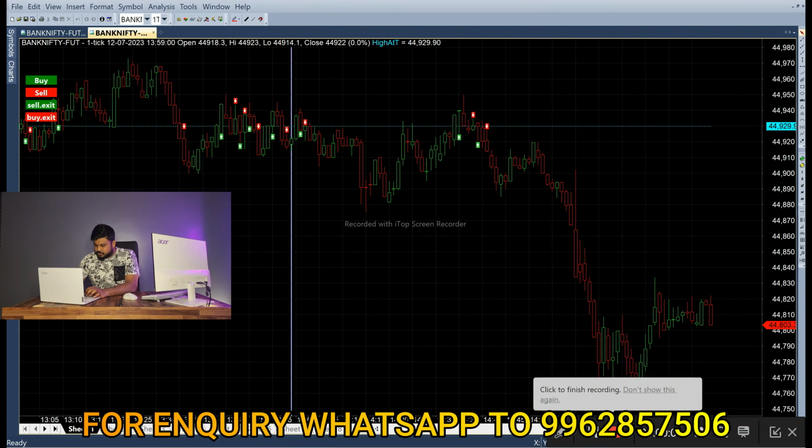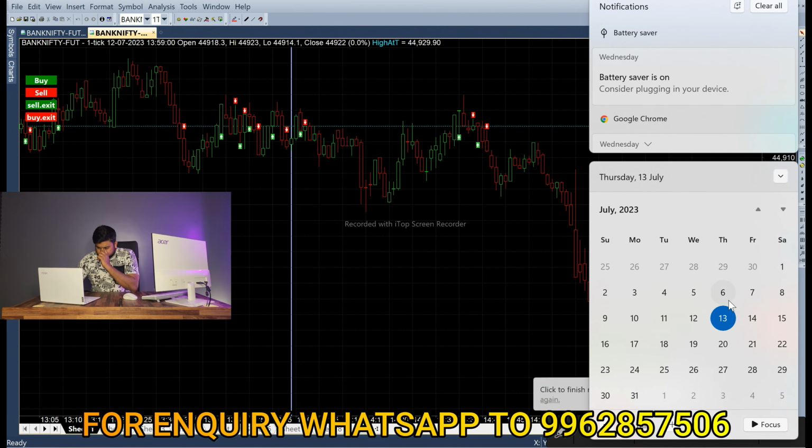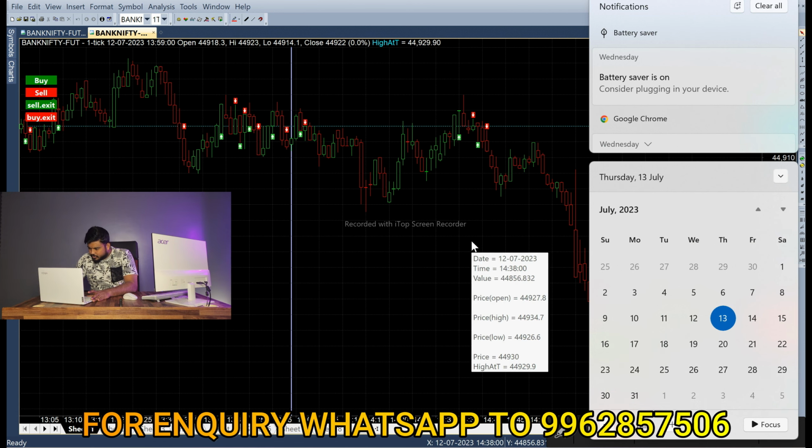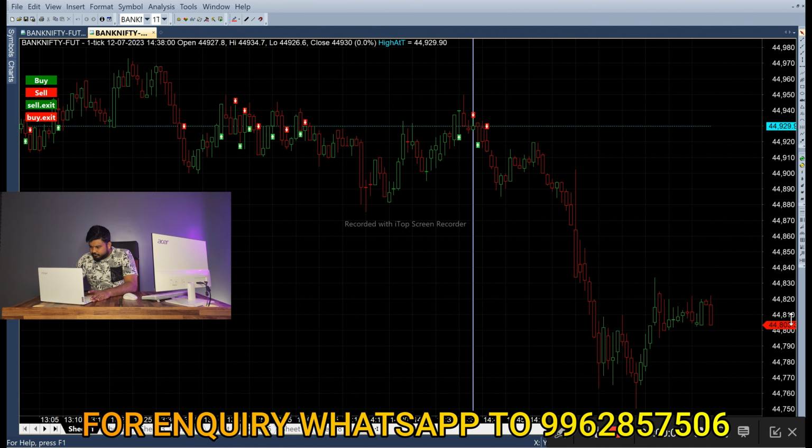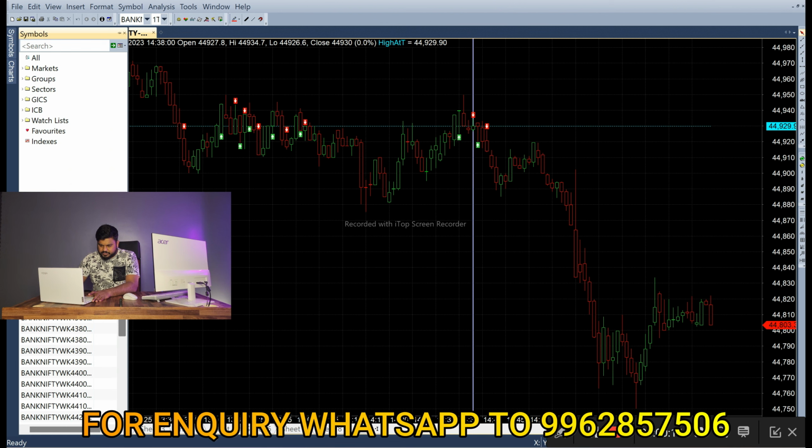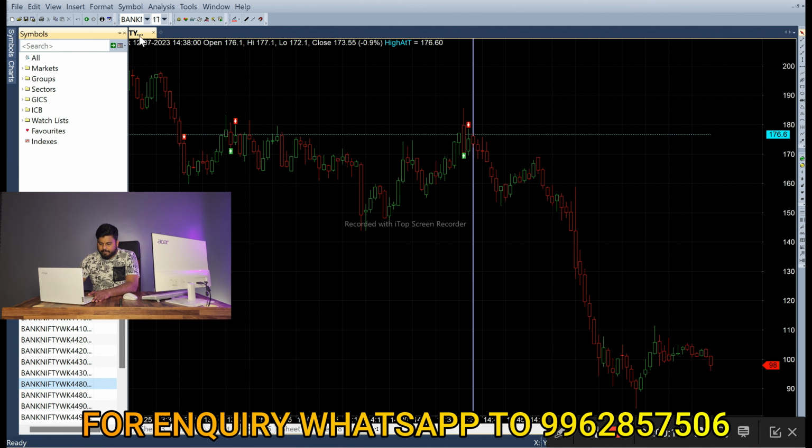So today's date is July 13th. The previous day closing price is 44,803. We have to take at the money, that is 44,800 call option and 44,800 put option. First, we have to select the call option here. Then we have to copy the symbol.